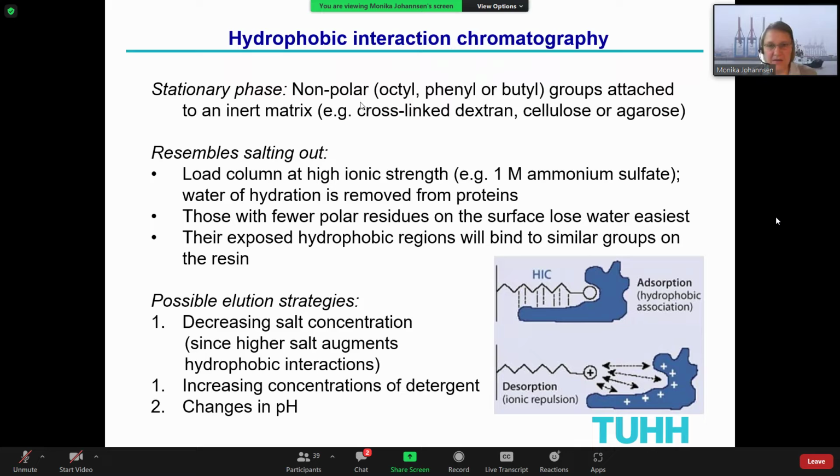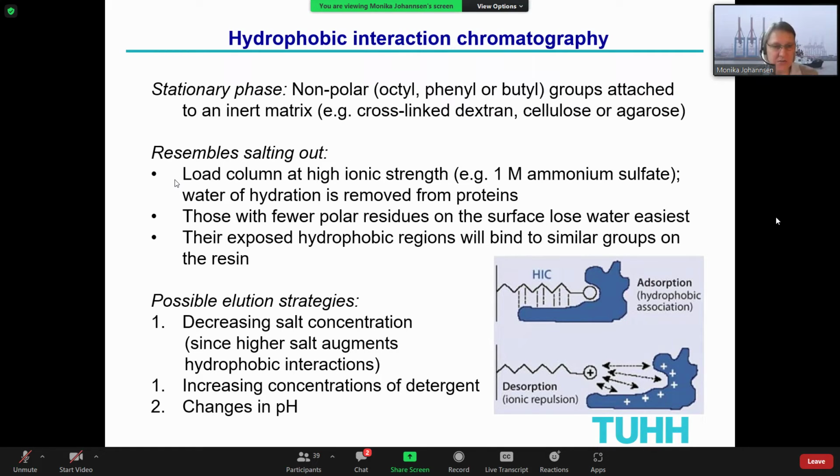However, the stationary phase is a non-polar matrix. So we have the octyl, phenyl, or butyl groups, which we know from reversed phase chromatography. But in reversed phase chromatography, these groups are usually attached to silica, and in hydrophobic interaction chromatography, these groups are attached to an inert matrix like cross-linked dextran, cellulose, or agarose. So the typical material which is used for protein separations.